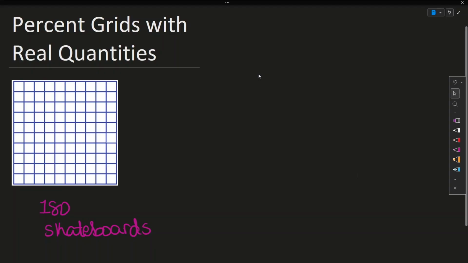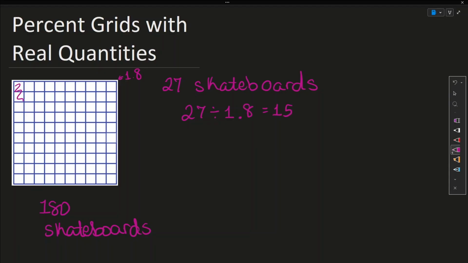Now let's go in another direction. Let's suppose the grid still represents 180 skateboards. We want to shade the number of small squares that represents 27 skateboards. So how do we do this? Well, each square represents 1.8 skateboards. So we divide. 27 divided by 1.8 is 15. So we need to shade 15 of our small squares. This means 27 skateboards is 15% of 180.